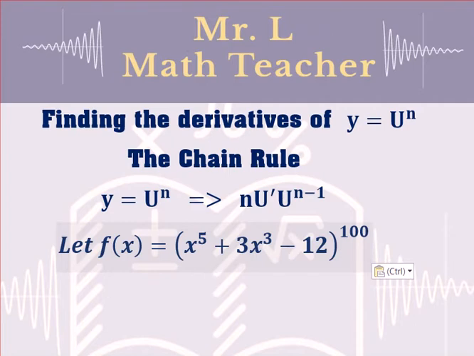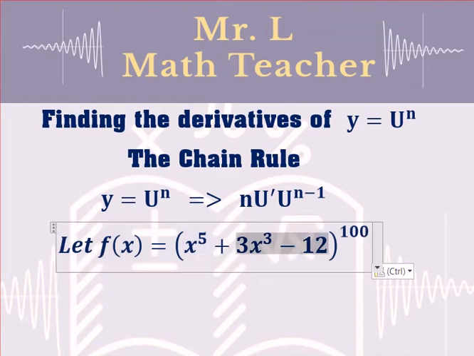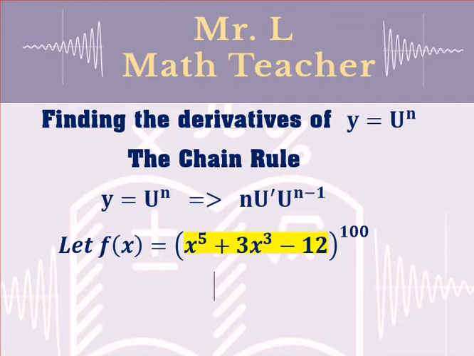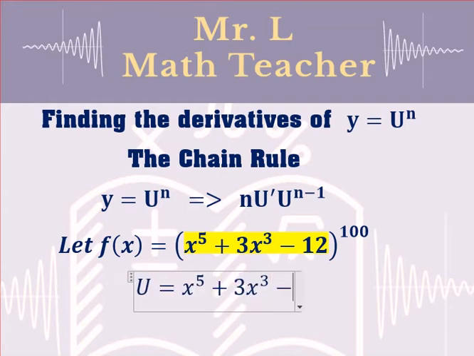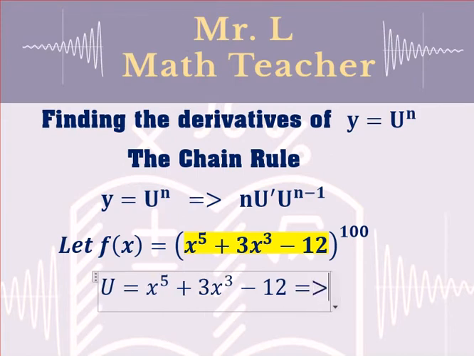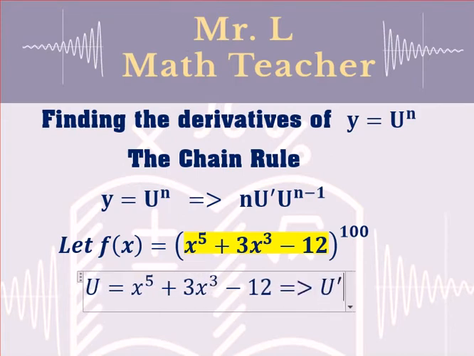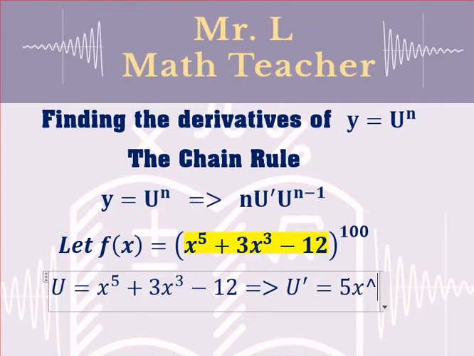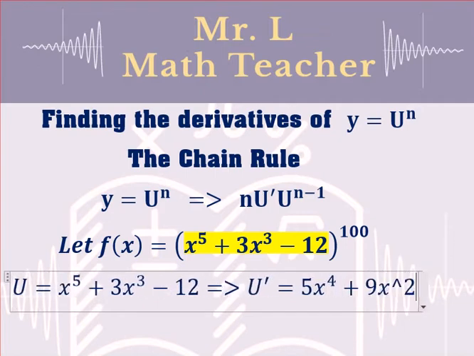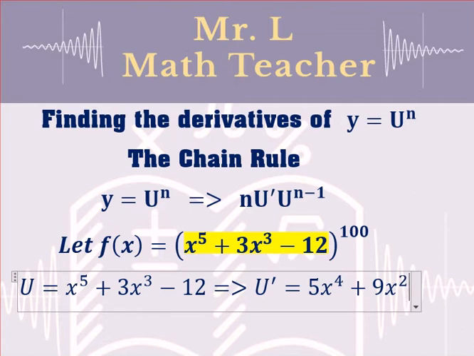So all you have to do is recognize the value of u first, in which the inside function is u. Then in the next step you will say, let u equal x power 5 plus 3x power 3 minus 12, and then it follows that u prime, if you derive normally, is equal to 5x power 4 plus 9x squared. Okay, then after that, as you see, this is u and this is u prime.